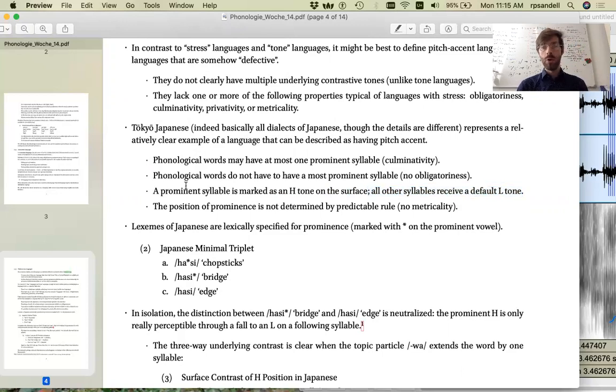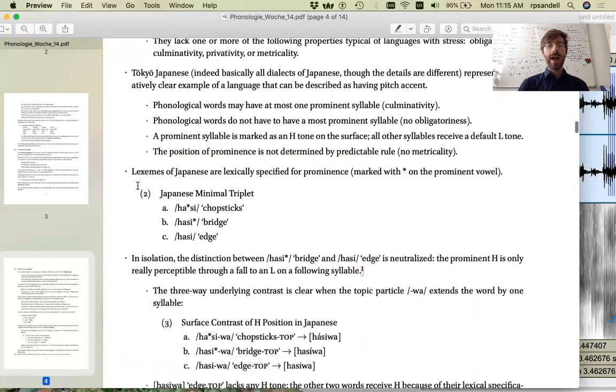And for the most part, it seems that the position of prominence is not determined by a kind of predictable rule. So there's no obligatoriness and probably no metricality, although the role of some rules in sometimes determining where high tones may be placed in Japanese is somewhat debated.